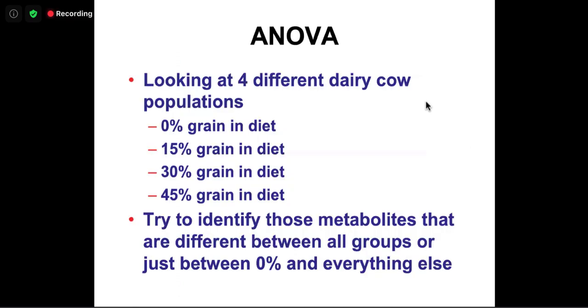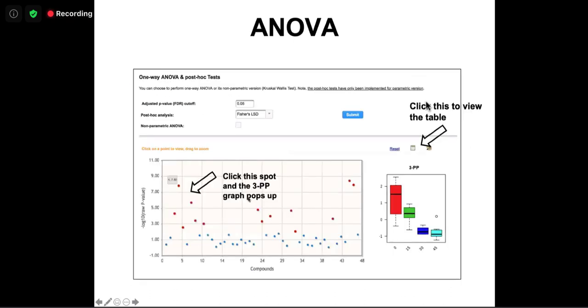So let's do ANOVA. ANOVA tries to identify those metabolites that are different between all groups. It's commonly used, so we just do ANOVA. What's the cutoff? The cutoff is 0.05 based on adjusted FDR. Here there's also a post-hoc analysis.